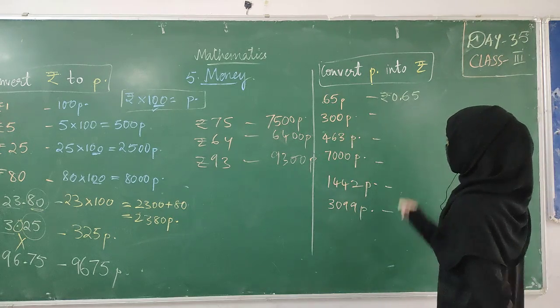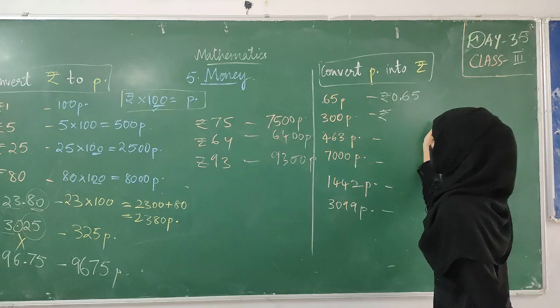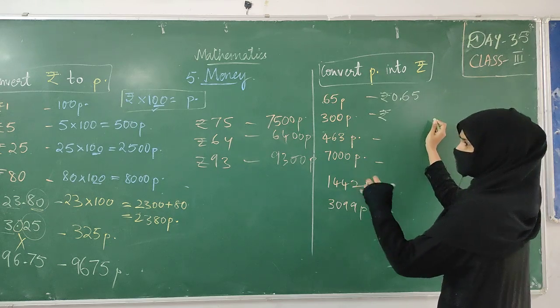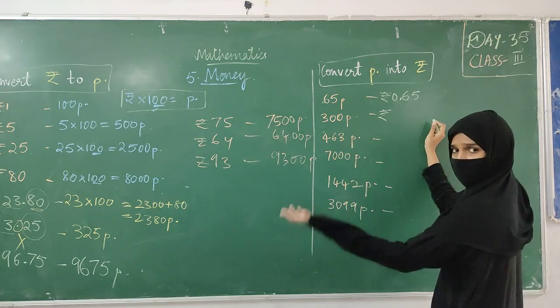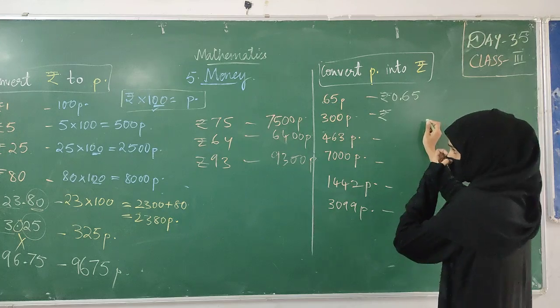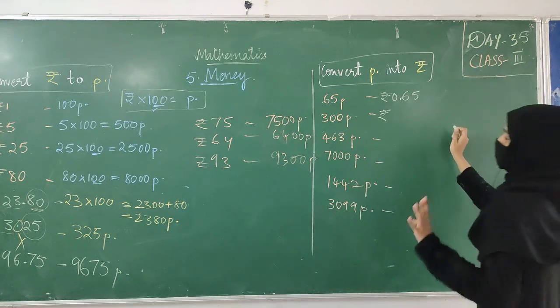Now here is a 3-digit number. You are converting into rupees. Put the rupees symbol. Okay? It is nothing but this: there you were multiplying by 100, here you are dividing. But this is the simplest form given in your syllabus, so I am showing only this.